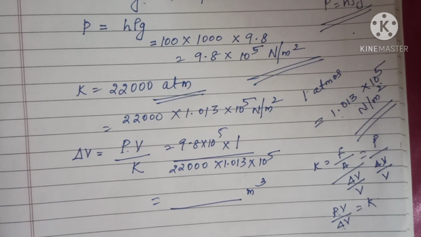So whenever the question is asked in the case of a bulk modulus, to find the pressure you have to use the expression h rho g, because we are considering that liquid, it has the liquid column, and the expression to find pressure is P equal to h rho g. So that's all about this question. We'll move to the next one.